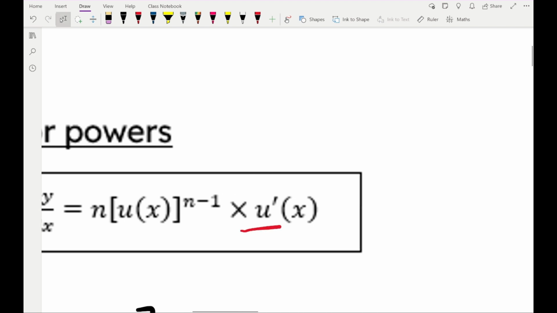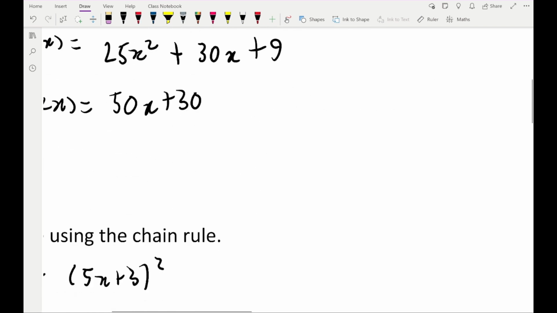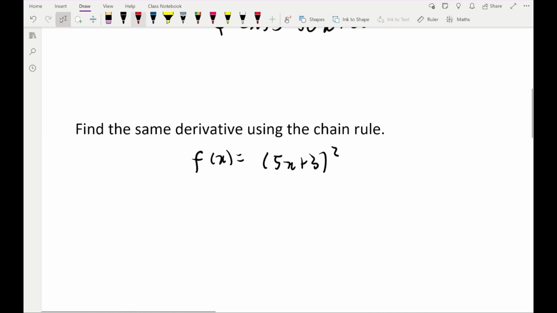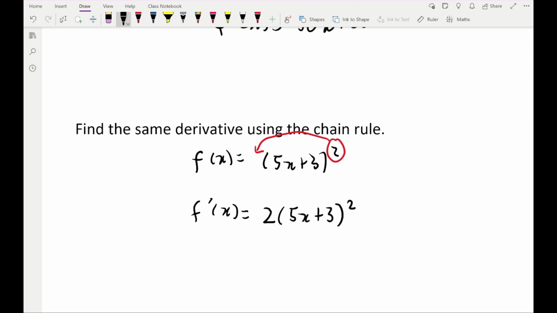Only thing is, then you times by the derivative of what was inside the brackets. Some people like to call that the baby. So let's do that. So we've got our function here, (5x+3)^2. The 2 is going to come out the front, just like that. So f'(x) is 2 lots of (5x+3) to the power of 1. So the 2 comes out the front, the power's dropped by 1. That's what we get. Now, we have to times by the derivative of the stuff inside here. What's the derivative of all that? Well, it's 5.